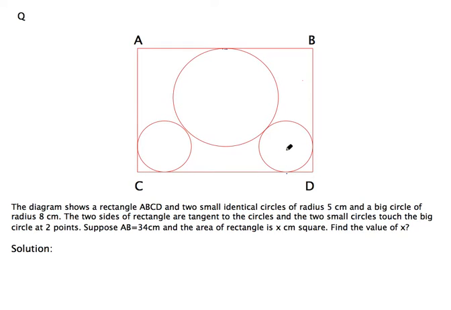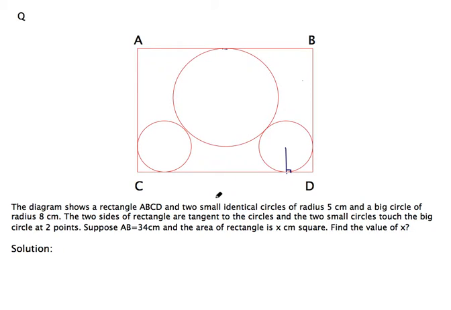What do they mean by tangent? That means if you drop a perpendicular from the center of a circle to this line, it will be at 90 degrees. So that's what it means. Now one other thing we have is that the two sides of the rectangle are tangent to the circles, and the two small circles touch the big circle at 2 points, here and here. You consider they are touching.